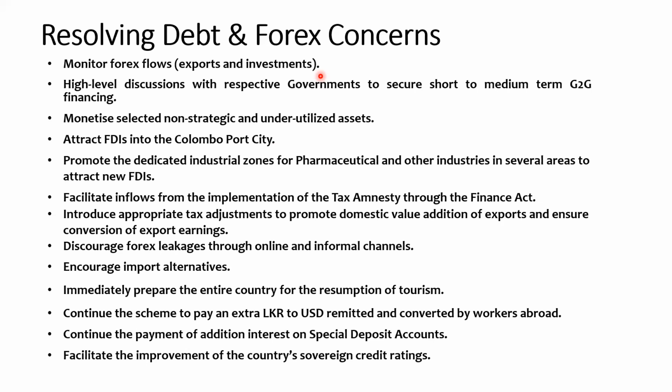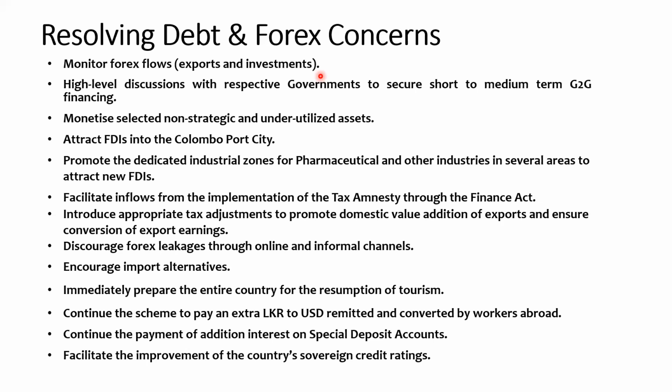Now, let's say this Bangladesh government, they have given 200 million US dollars. Okay. Now they are asking for that, that's true, but they have given those things. Monetize selected non-strategic and underutilized assets. Now, government can sell the underutilized assets. Then FDIs into the Colombo port city, maybe the other industrial zones.